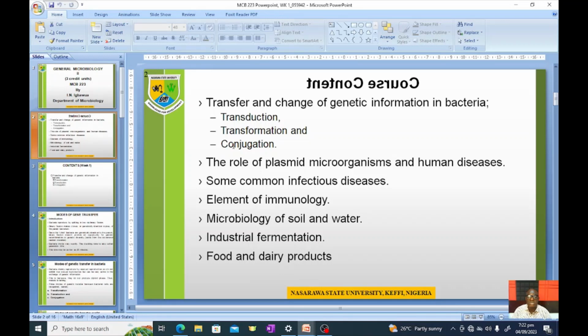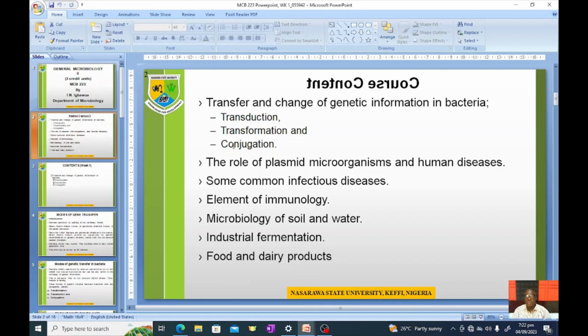we will be considering these topics: transfer and change of genetic information in bacteria. Under that we'll be looking at transformation, transduction, and conjugation. We also have a look at the role of plasmids in organisms generally and human diseases. In the course, we also have to look at some common infectious diseases.